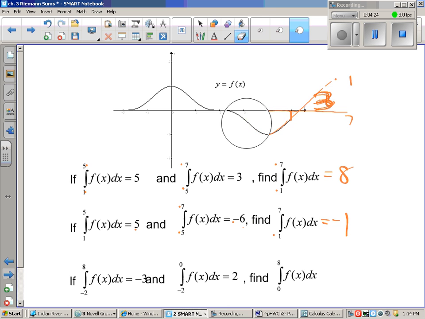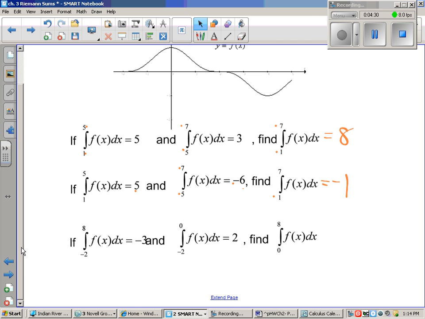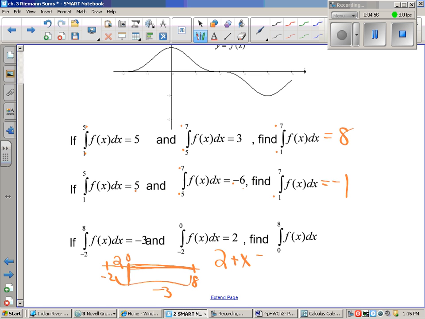The ones that are a little bit trickier are the next ones, where they give you the whole piece. So they're saying negative 2 to 8 is negative 3. So that whole thing is negative 3. That's what my total is going to be. But from negative 2 to 0, this section here is worth 2. So then 0 to 8, how much does that have to be? Similar to the question we did before, 2 plus something has to equal negative 3, because those combined should equal from negative 2 to 8. And so, to solve, you get x equals negative 5.